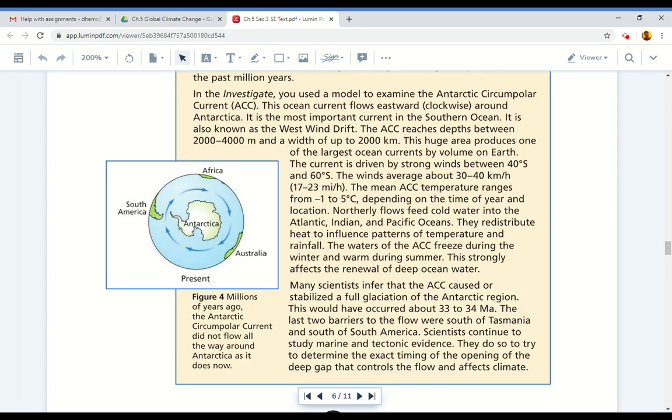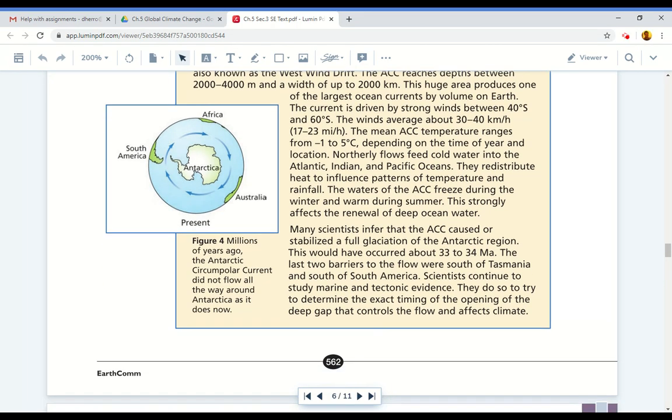It is the most important current in the Southern Ocean. It is also known as the West Wind Drift. The ACC reaches depths between 2,000 and 4,000 meters and a width of up to 2,000 kilometers. This huge area produces one of the largest ocean currents by volume on Earth.